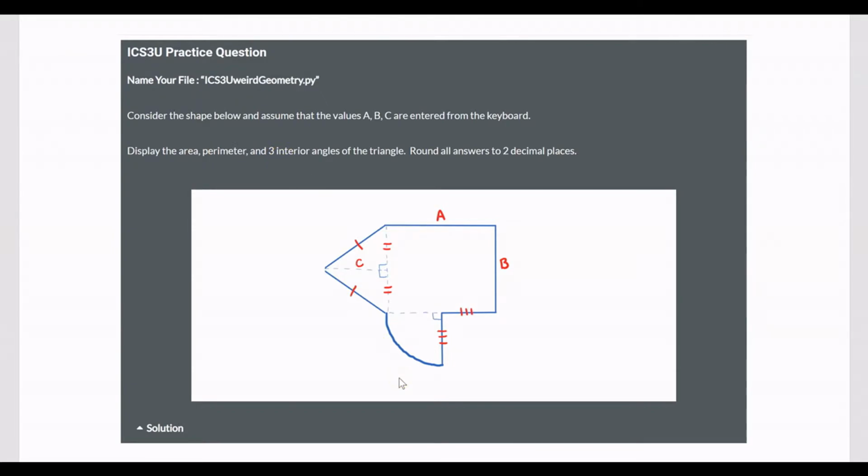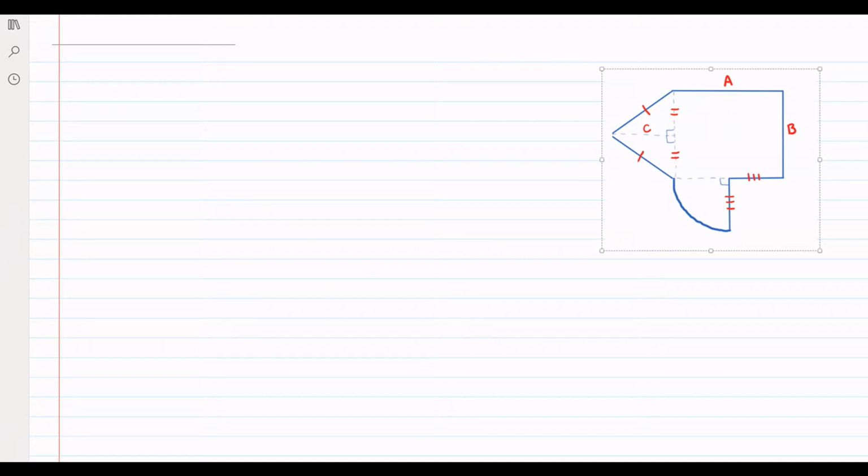But the processing is a little more complicated here than in some of our previous problems. We're going to need to figure out formulas for the area, perimeter, and angles based on the values of A, B, and C. So we're going to have to do a little bit of algebra. Let's go over and take a look at this in a little more detail.